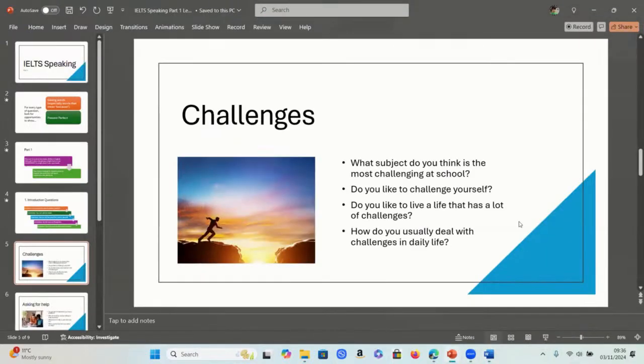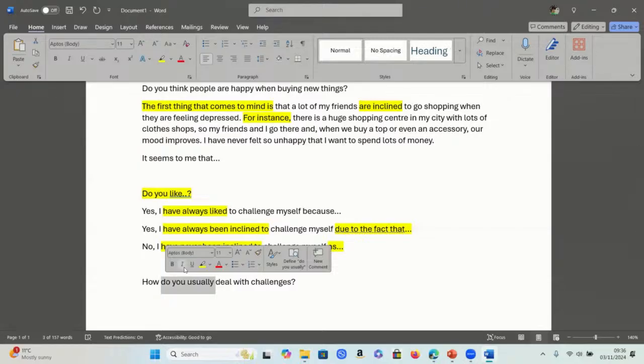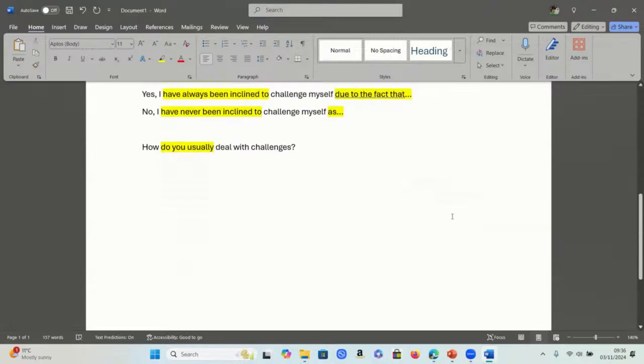How do you usually deal with challenges? So they're basically testing your present simple. So what are they doing? The main part of this is "how do you see?" So that's a present simple question. Now, as you learn in your grammar classes at school, if you ask a present simple question, it's very straightforward.